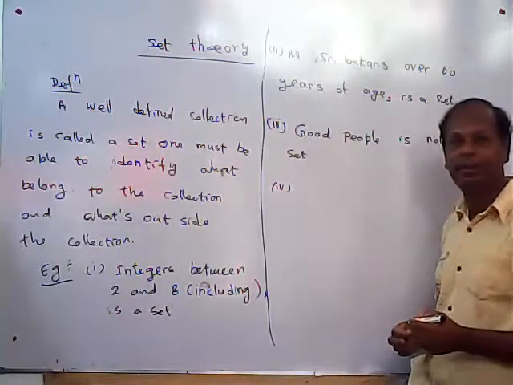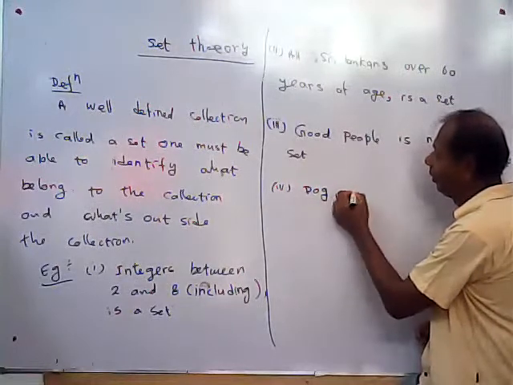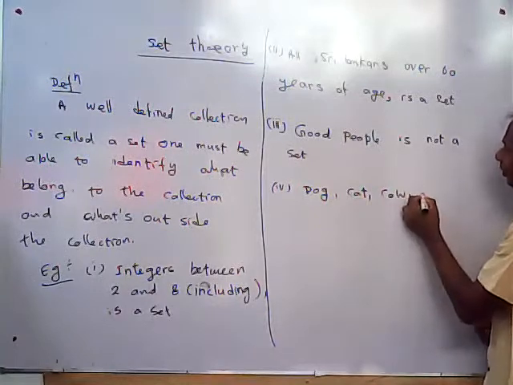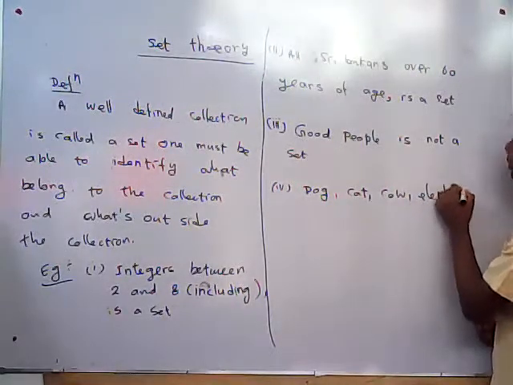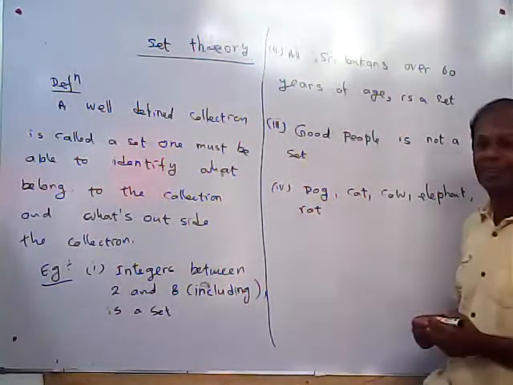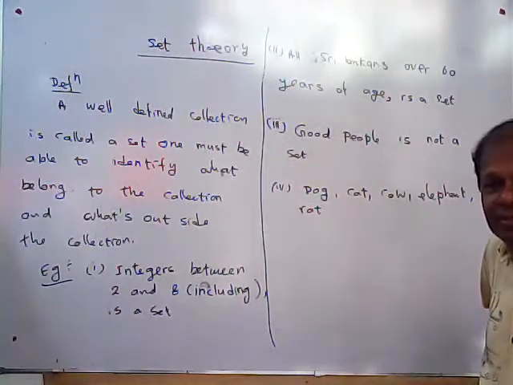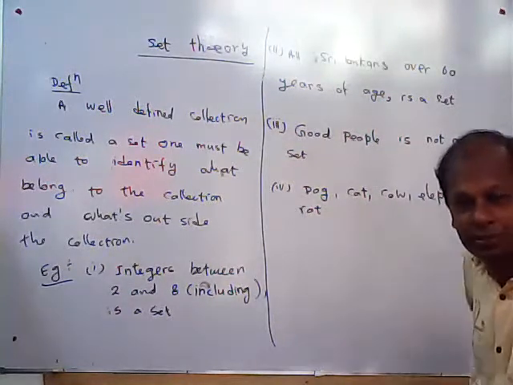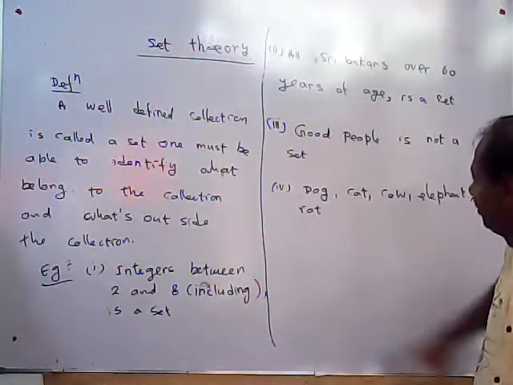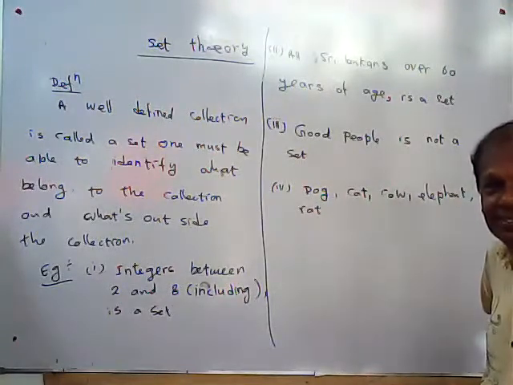We can give another collection like this. If you write, say, dog, cat, house, elephant, and rat. What about this? What about this? Dog, cat, cow, elephant, and rat. Is it a set?